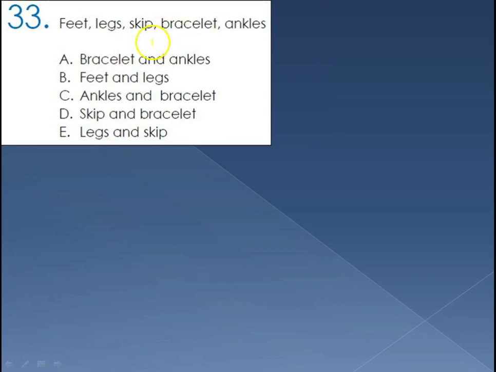Let me see what we have here. Feet, okay, feet are on the lower part of our body. So are legs.